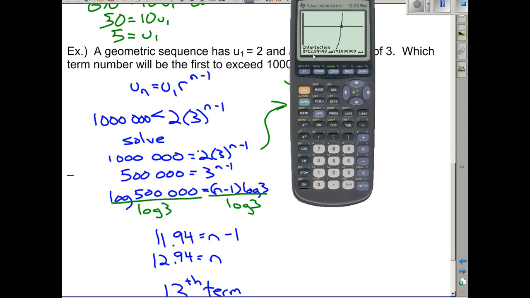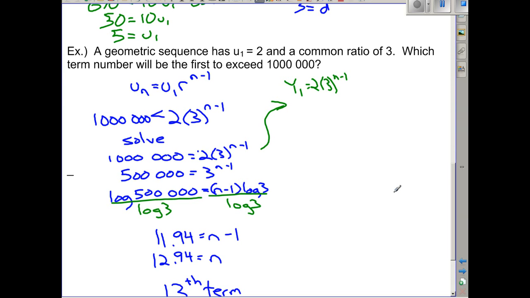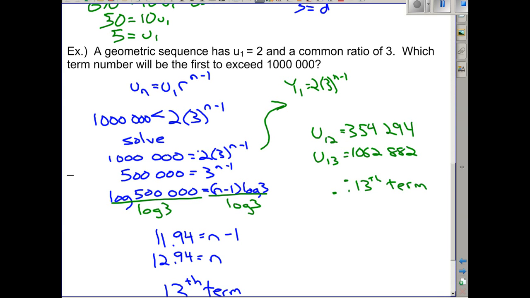If I instead went to the tables and looked at what's happening for my y1 curve, okay, I'll see that the 13th term is the first one to exceed 1,000,000. So I could show that U12 is from that little table 354,294, and U13 is 1,062,882. Whole bunch of different approaches here. I kind of like the logarithmic one best, but it's up to you.